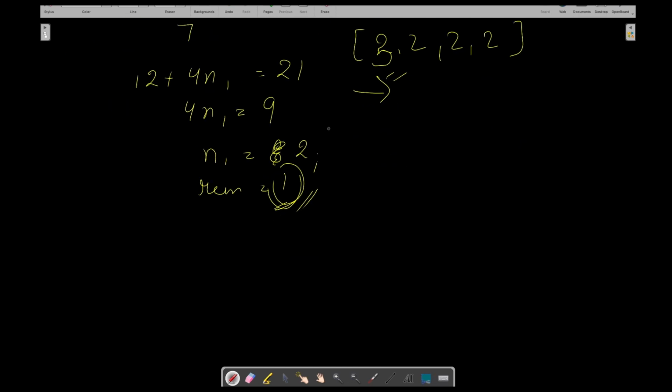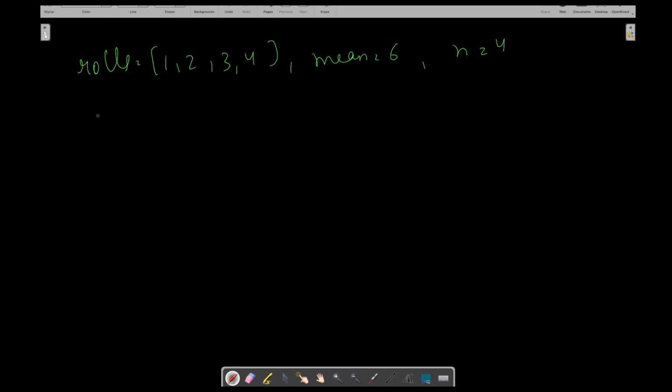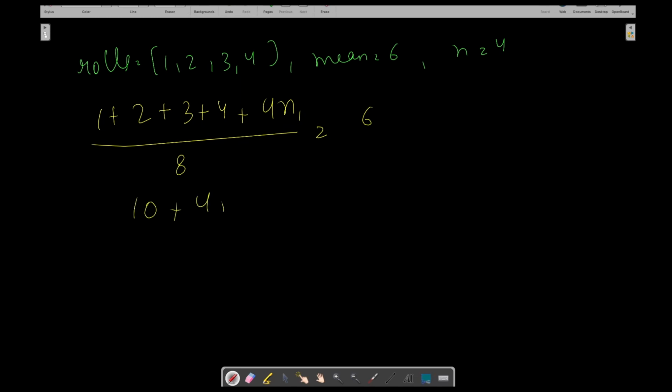So let's see another case. In this case, 1 plus 2 plus 3 plus 4, and let's again consider all the numbers to be equal. N plus m is 4 plus 4, which is 8, times the mean 6. Okay, 4, 3, 7, 3, 10, plus 4n1 is equal to 48.